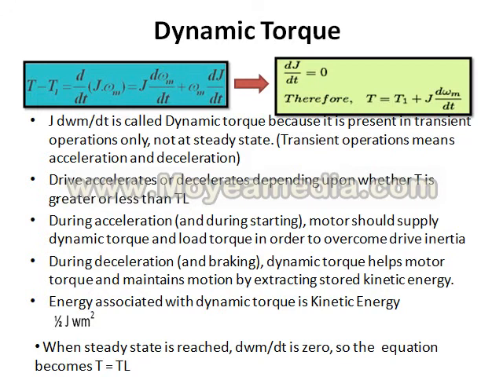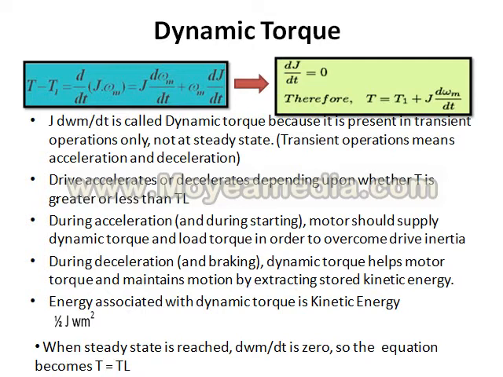Now, in most applications where the inertia is constant, J doesn't change, so we can make dJ by dt equal to 0. Therefore, your equation reduces to T minus TL equal to J d omega by dt, or T equals TL plus J d omega by dt. This J d omega by dt is called dynamic torque because it is present in transient operations only, not at steady state. Transient operations means acceleration and deceleration.